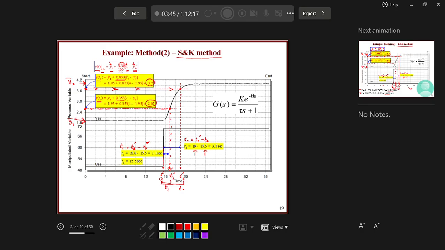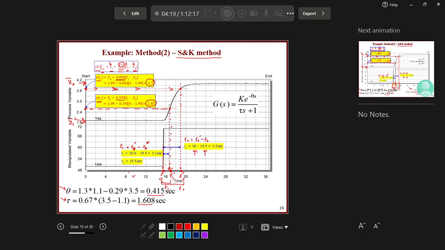19 is this point, 15.5 is this point, so the difference between the two. Similarly here, the 16.6 is this point, and the 15.5 is the same as T node. Now we have found T1 and T2. We'll use the previous correlations for theta and tau. We just substitute T1 and T2, and then we get the theta and tau. K will be the same as the value calculated before.